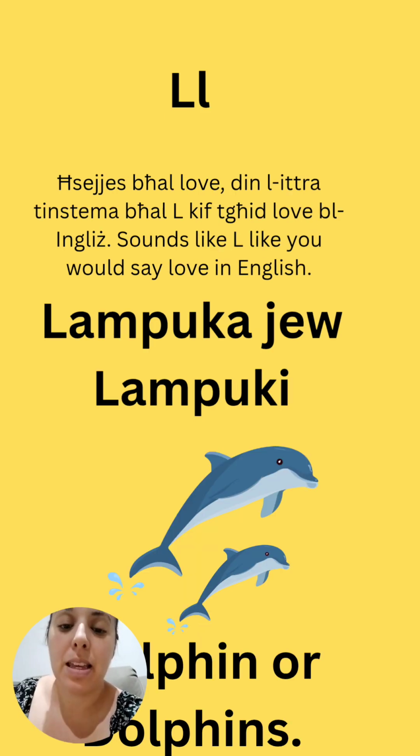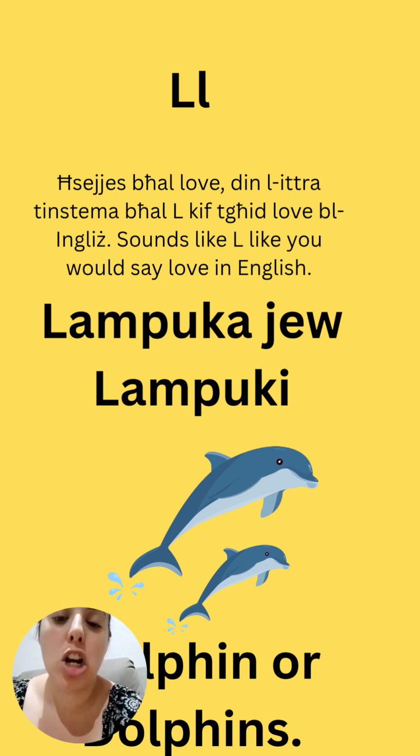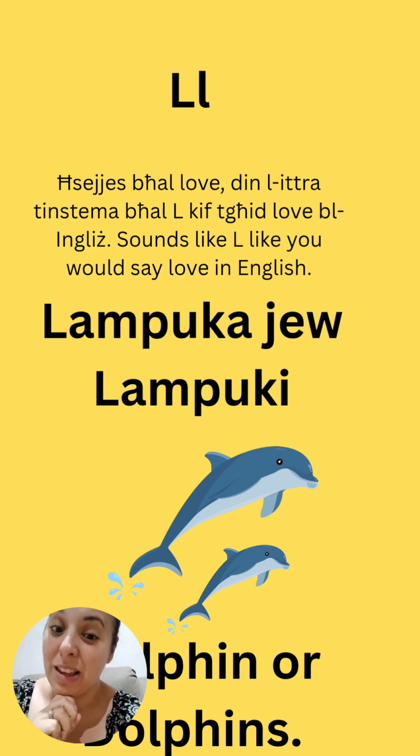Okay? L. Din il-litra tos pal love. Din il-litra tisema pal l kif tgħid love bil-Ingliż. This letter sounds like l, like you would say love in English. L, just like English, okay? L. Per eżempju, lampuka jew lampuki. Dolphin or dolphins. Very popular fish that's in Malta, just like all around the world, okay? Lampuka, wieħed, one, that's one. Okay, lampuki is yet min wieħed, more than one. We'll go through numbers as well in another video.